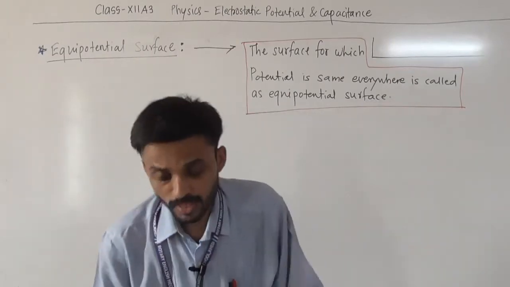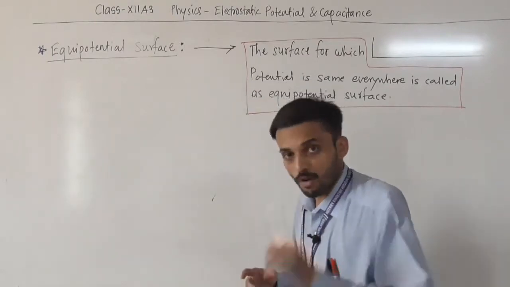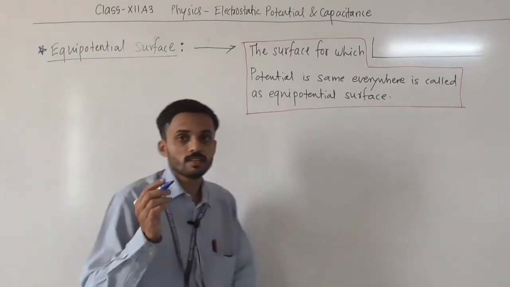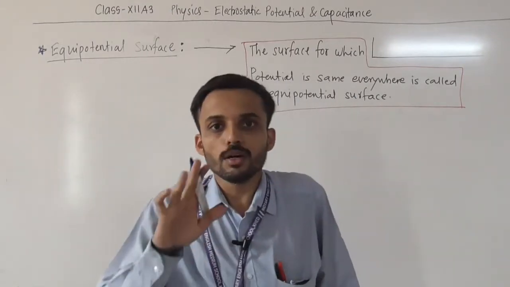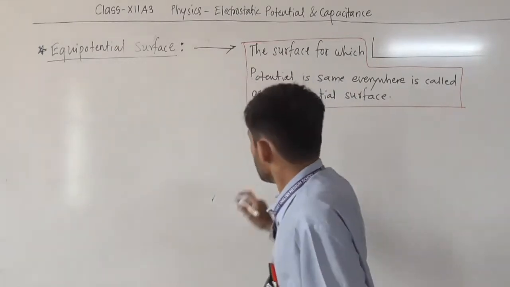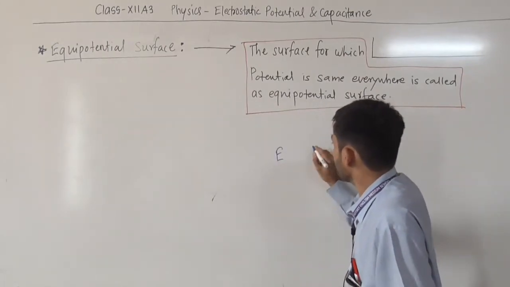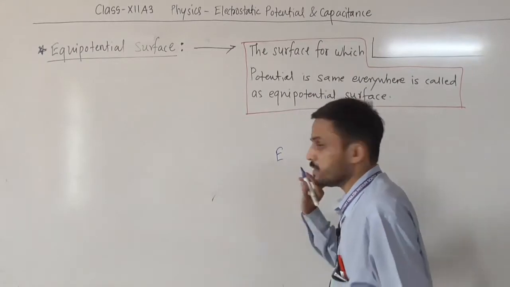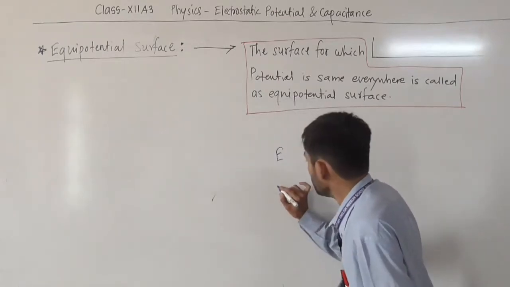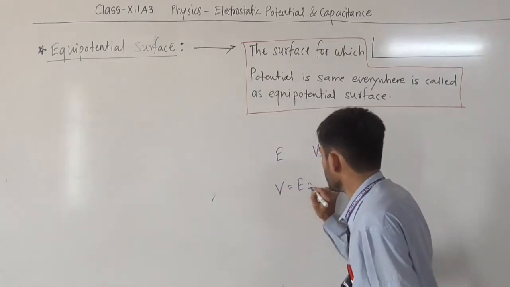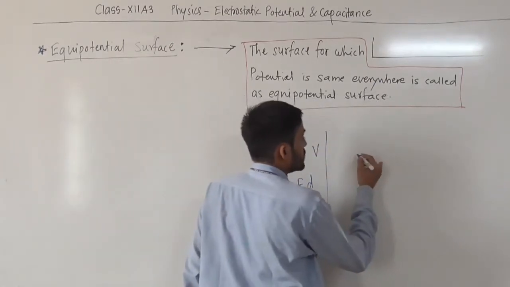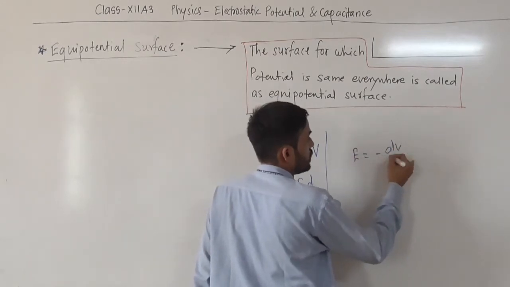Now what we can do for that? We will draw a surface for which we will get this idea. First of all, you would have recalled the relation between electric field and electric potential. Electric field E and electric potential V, there are two relations. If the field is uniform, then we can write V is equal to Ed. But if the field is non-uniform, then we write E is equal to minus dV by dr.